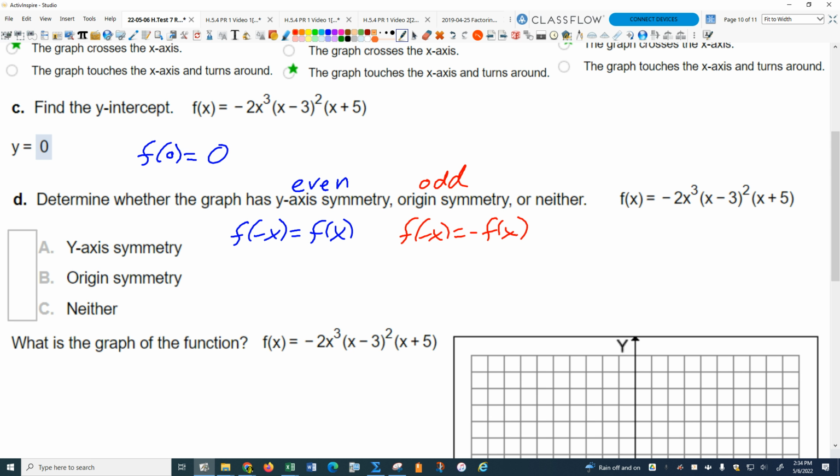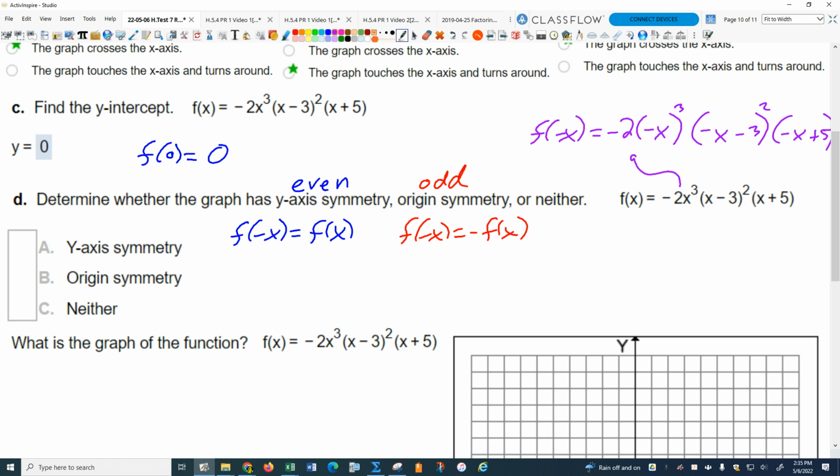Okay, so if we run this through, f of negative x is going to give us what? Well, the first term is going to be negative 2 times the quantity negative x cubed times negative x minus 3 squared times negative x plus 5.